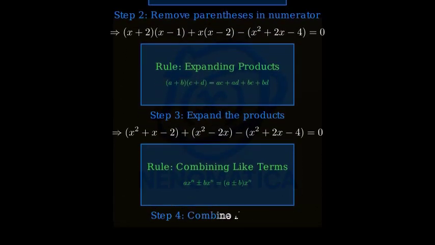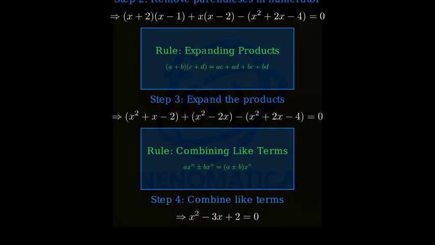We have x squared plus x minus 2 plus x squared minus 2x minus x squared minus 2x plus 4. Combining the x squared terms, we have plus x squared minus x squared, which gives us x squared. For the x terms, we have plus x minus 2x, which gives us negative 3x. And for the constant terms, we have minus 2 plus 4, which gives us plus 2. So our equation simplifies to x squared minus 3x plus 2 equals 0.